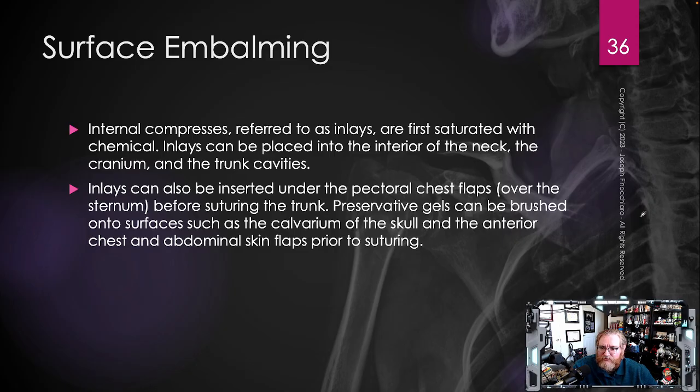Internal compresses, referred to as inlays, are first saturated with chemical. Inlays can be placed in the interior of the neck, the cranium, and the trunk cavities. Inlays can also be inserted under the pectoral chest flaps over the sternum before suturing the trunk. Preservative gels can be brushed onto surfaces such as the calvarium of the skull and the anterior chest and abdominal skin flaps prior to suturing.